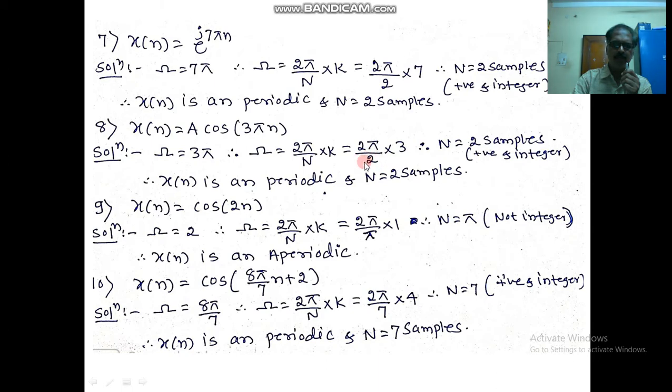I want to get the value of capital N. N equals 2. Is it positive? Yes. Is it an integer? Yes. Therefore, the given signal is a periodic signal and its fundamental period is 2 samples.